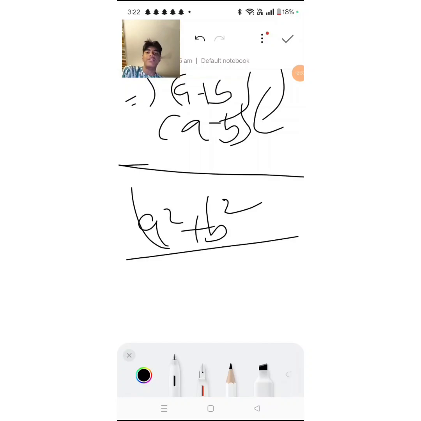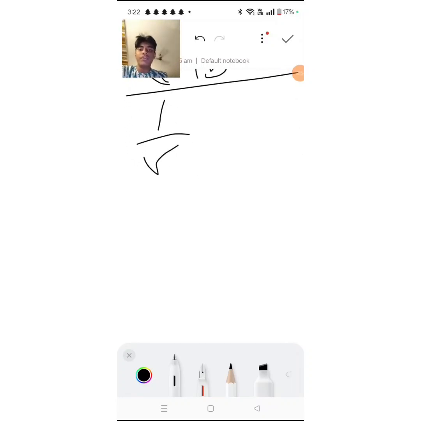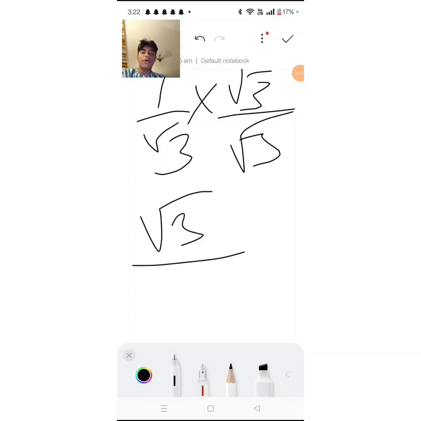Now, to rationalize numbers, right? That's another concept you guys had. Like if you have 1 upon root 3, how do you rationalize it? If I multiply this by root 3, it becomes root 3 upon 3. This is how you rationalize it, because we don't want a root 3 in the denominator.